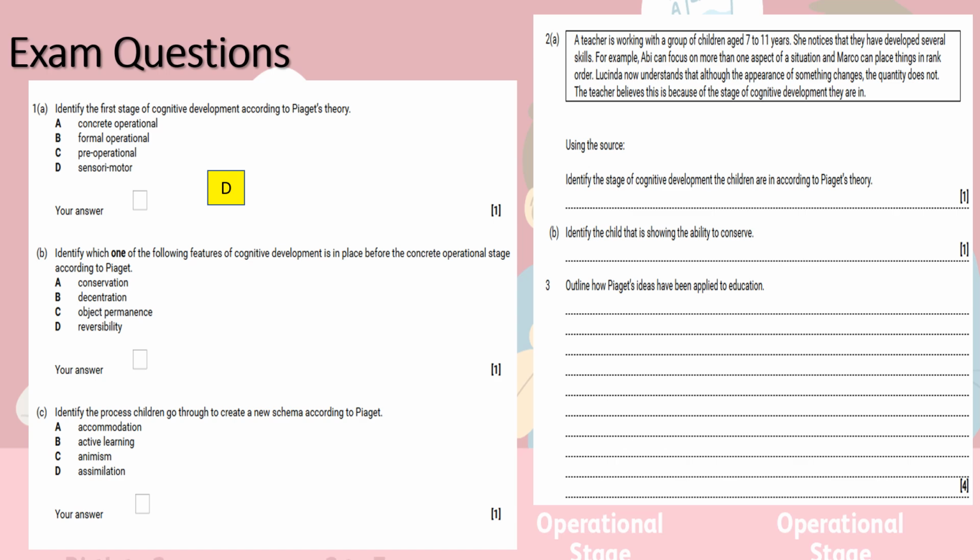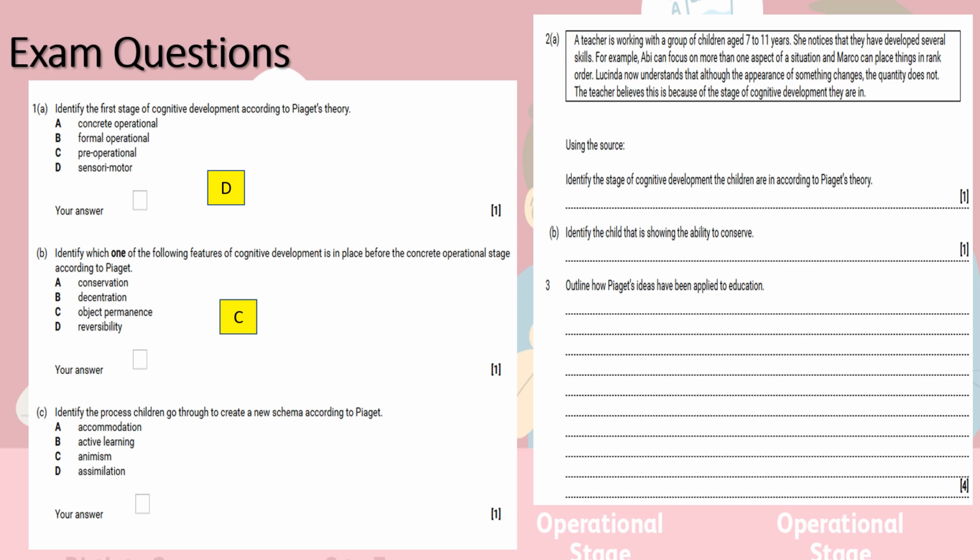Next, identify which one of the following features of cognitive development is in place before the concrete operational stage. So A, conservation, B, decentration, same as decentering, C, object permanence, or D, reversibility. Okay, so hopefully you're okay there, going for C, object permanence. All of the rest occur during the concrete operational stage, don't they? So not before.